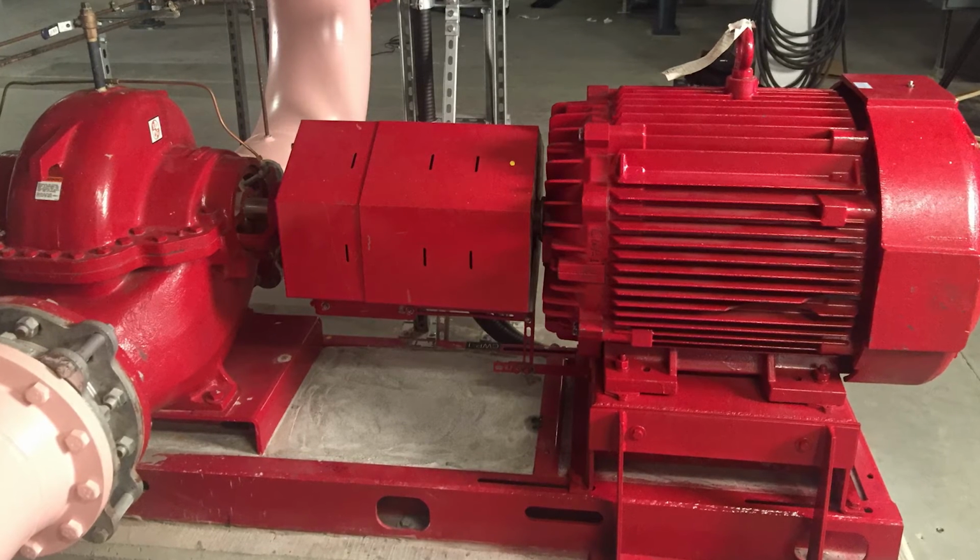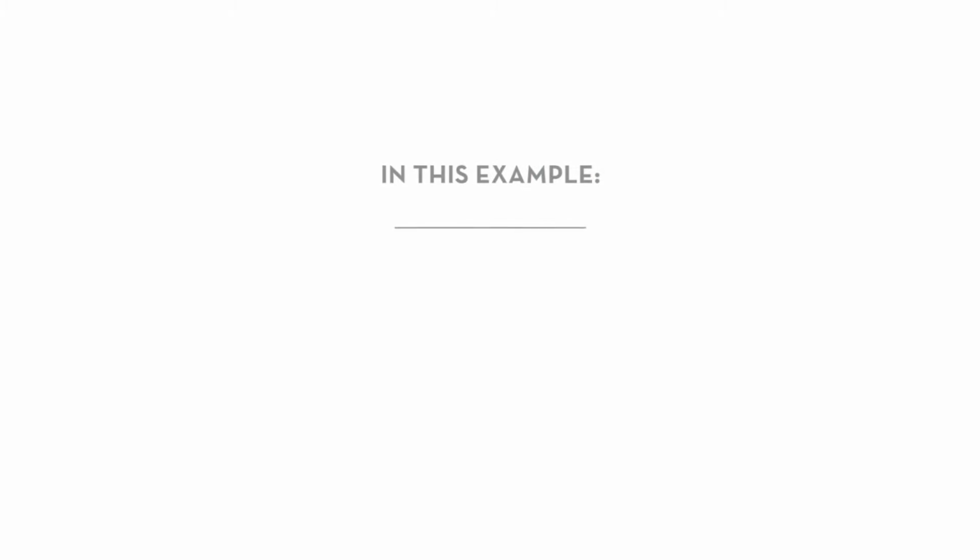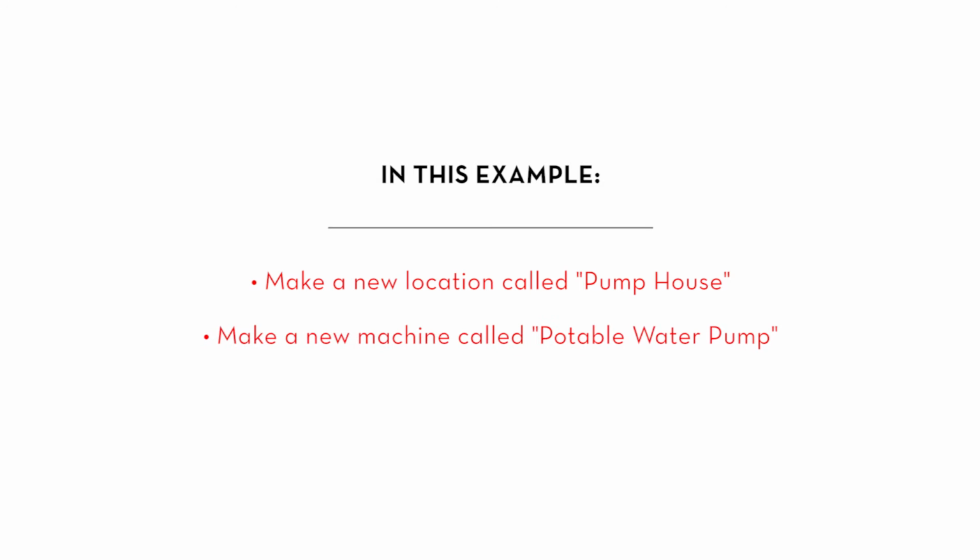In our example, we are going to set up a pump. We will make a new location called Pump House and make a new machine called Potable Water Pump. In this example, the machine is 100 horsepower, running at 1785 RPM.